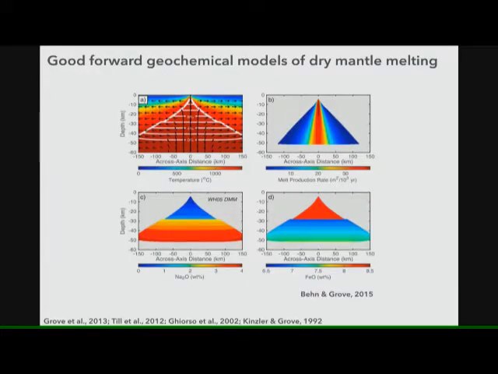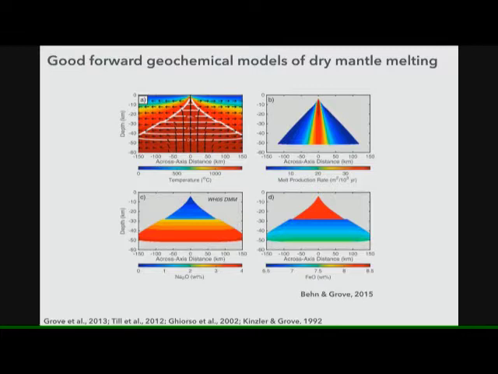And we have some very nice forward models. So it says, if I want to melt the mantle at this temperature and this pressure, what is the melt composition that I'm going to get? And I want to melt this bulk composition. We have some very nice models that allow us to do that.